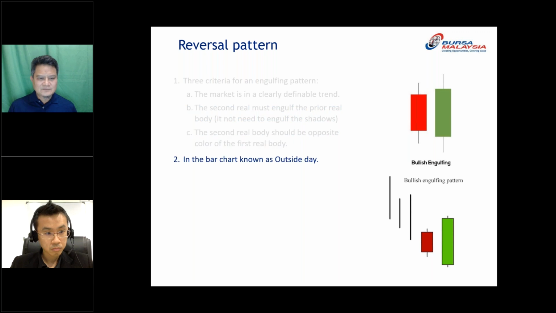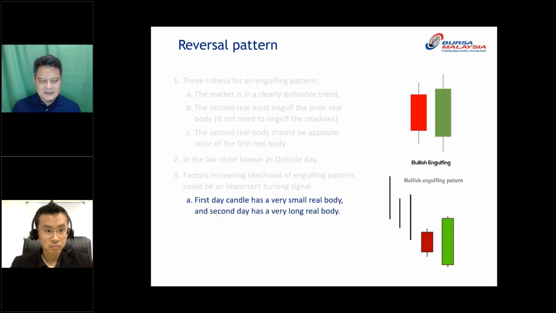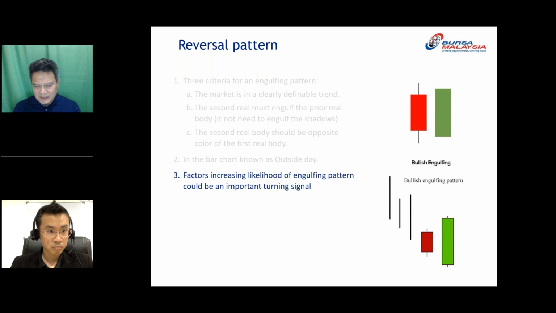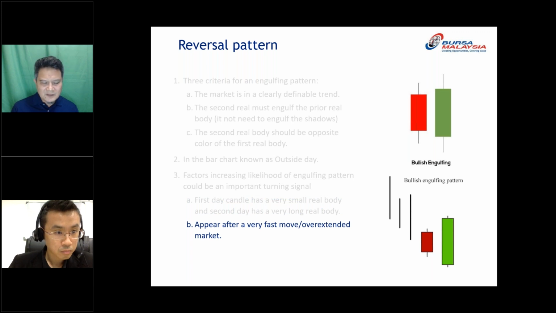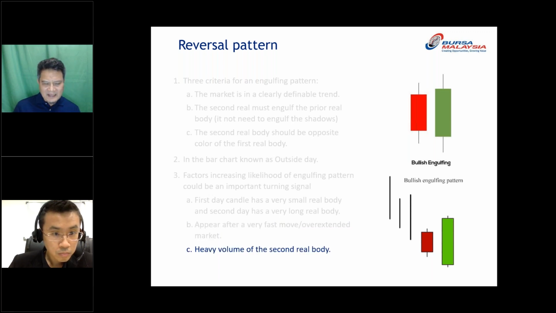And it needs a trend. You must have a trend. In a bar chart we call it an outside day. If the first candle is small and the second candle is big, this is a really strong signal. It usually appears in a very hot, very active market. The confirmation is heavy volume on the second candle.